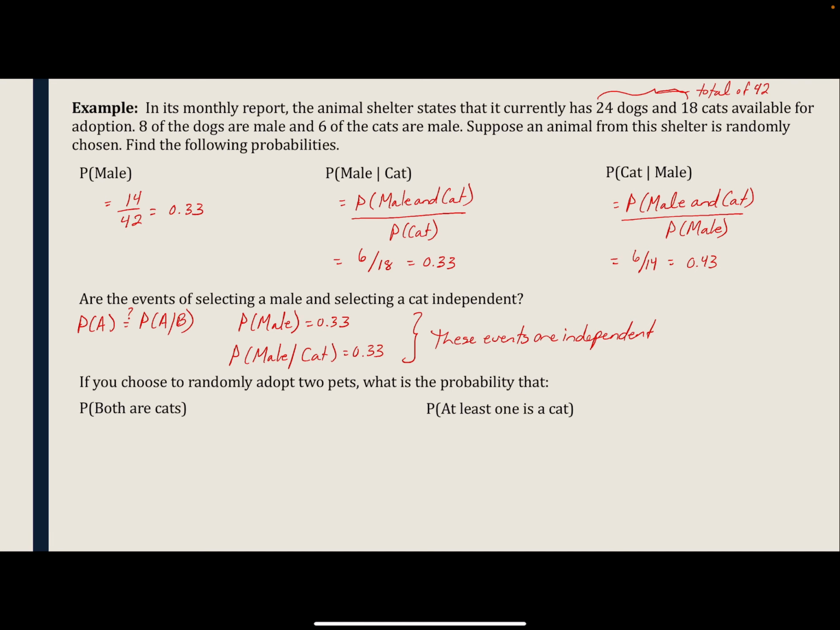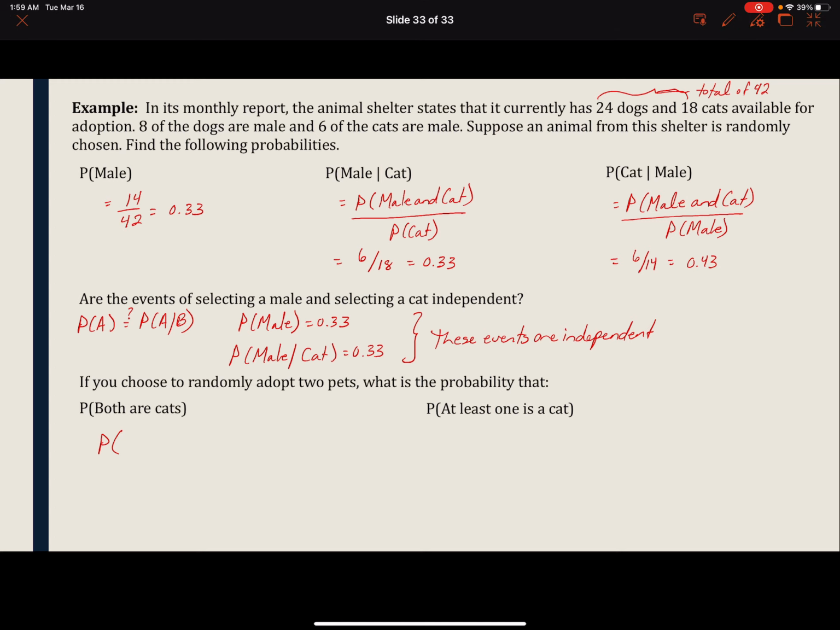The probability that the first animal that you adopt is a cat is 18 out of 42. But now for the second animal, you've adopted a cat, so the total number of animals is reduced to 41, and there are also only 17 cats left. So the probability that the next animal is also a cat is 17 out of 41. When you put those in your calculator, you get 0.178.